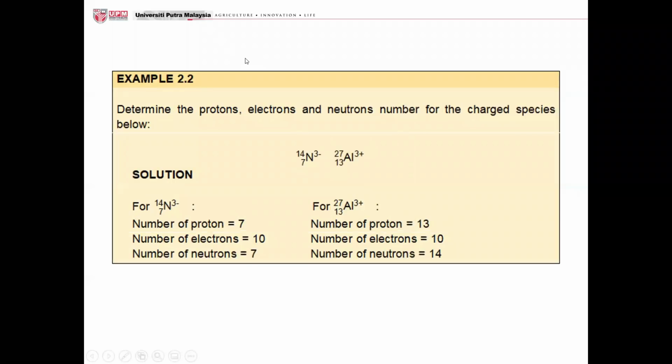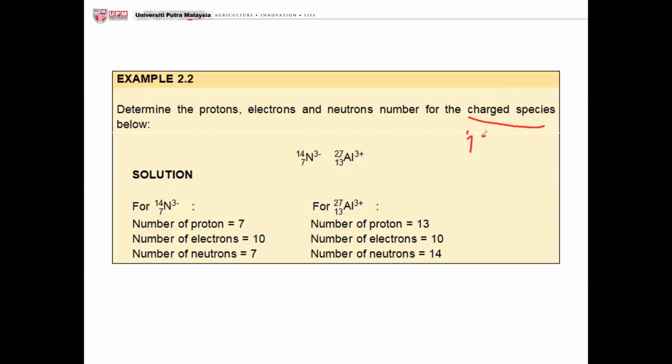Okay, next example, example 2.2, determine the proton, electron, and neutron number for the charged species below. Okay, so this one, charged species, meaning that ions. So this one is ion. So we have two examples here, nitrogen 3 minus and also aluminum 3 plus.